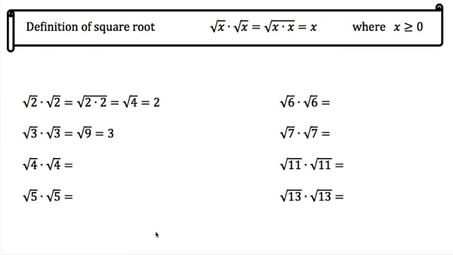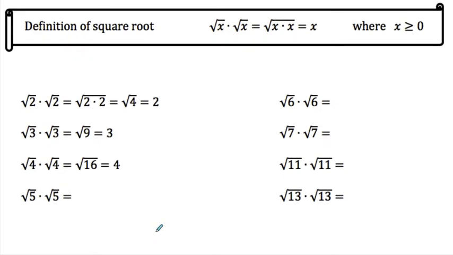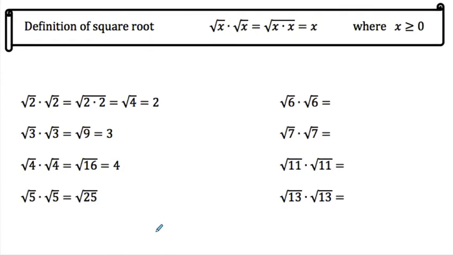Next one, square root of 4 times square root of 4. 4 times 4 is 16, so square root of 16, which simplifies to 4. Last one in this column, square root of 5 times square root of 5. Well, 5 times 5 is 25. Square root of 25 gives you 5.